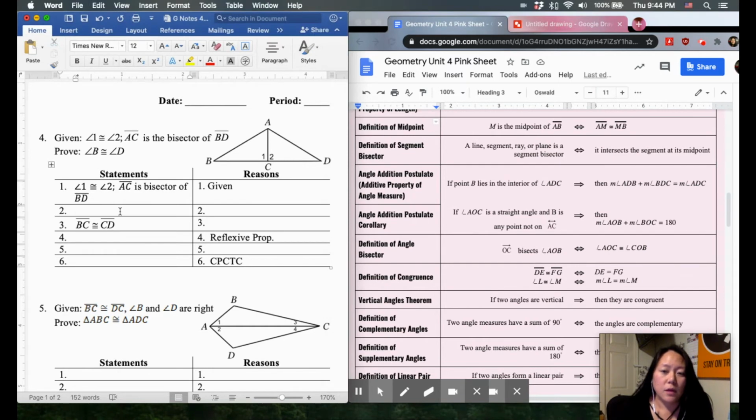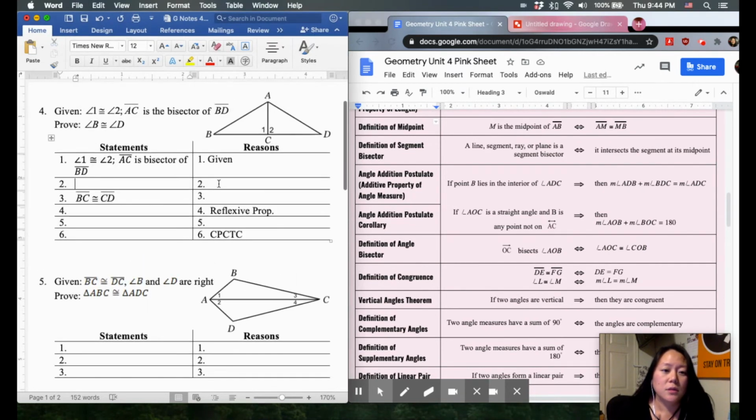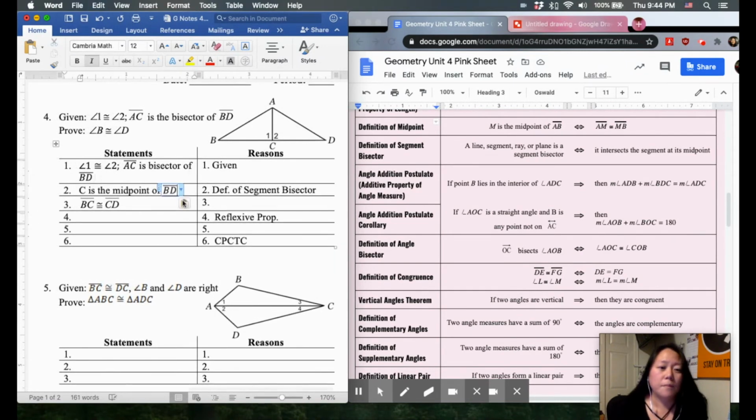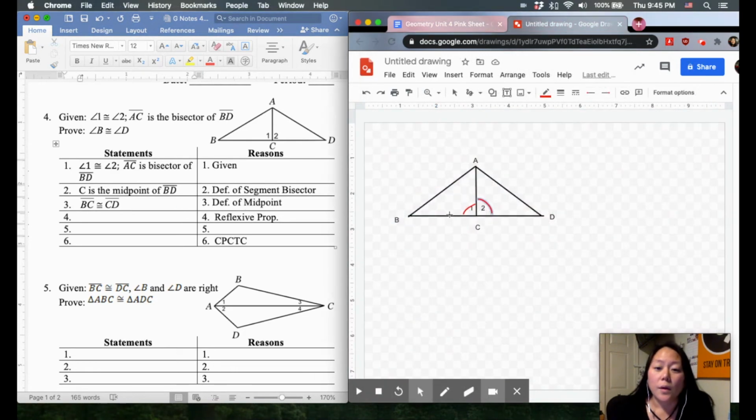So we probably want to use the definition of segment bisector to say that C is the midpoint of segment BD. And then from there, we can say that because C is the midpoint of BD, BC is congruent to CD. So that would be right above definition of midpoint. If you have a midpoint of a segment, then each of the pieces of that segment are congruent to each other. Okay, so I'm going to mark that BC and CD are congruent.